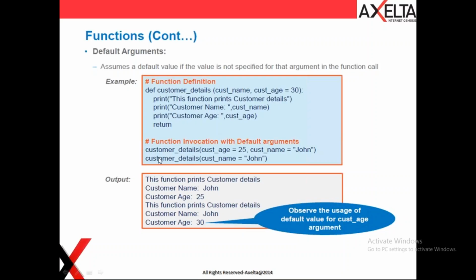Now second example. The second time when I am calling the function, I am giving only customer name. You can call a function in this manner also. Why? Because you are fixing the value of age. That is the reason you can still call it. So this is the output. Since you are giving only customer name John, and since the value is fixed by default, you are getting the age as 30. Is it clear? Okay, fine. So this is something about default argument.